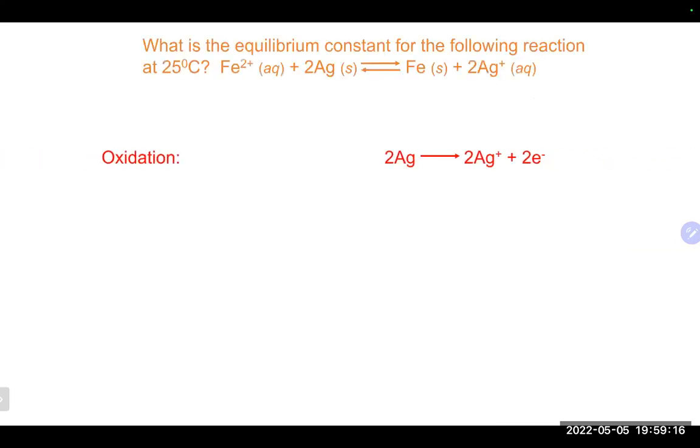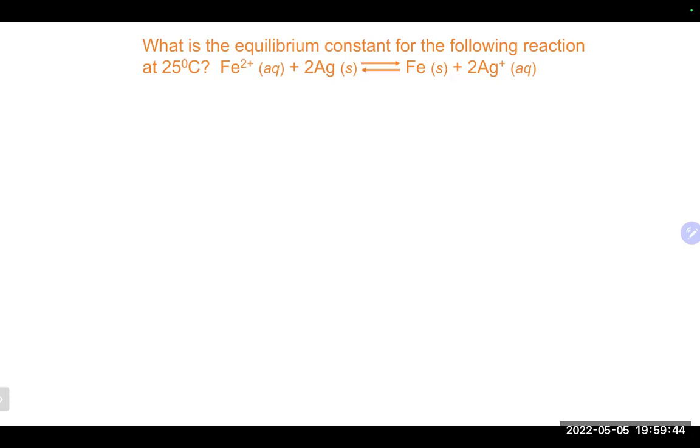So let's try another one here. What is the equilibrium constant for the following reaction? And by the way, which one would be our anode and cathode based on this equation? The anode would be which one? It would be the silver.